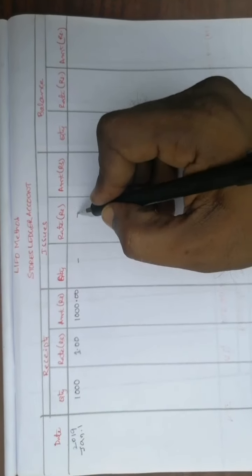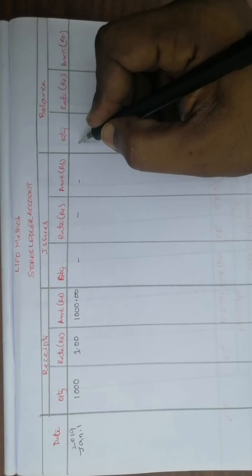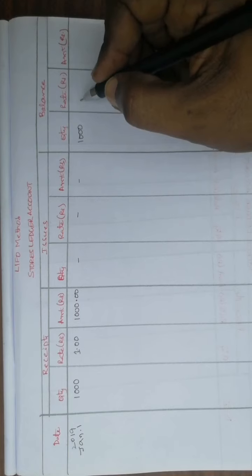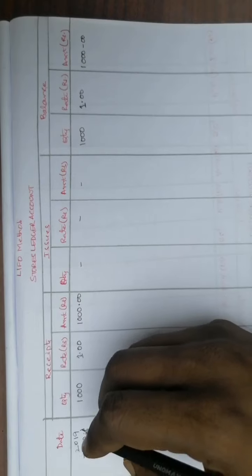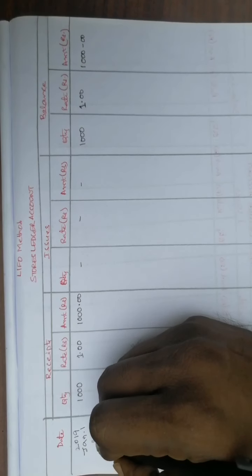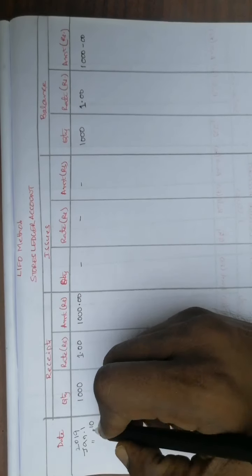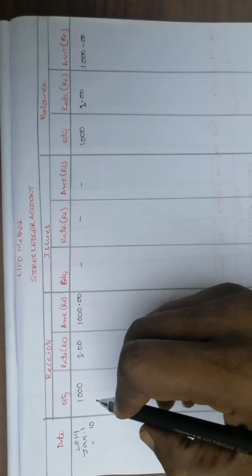Now on this day, no issues, only receipts, and the balance itself is the same: 1000, 1 rupee, and the amount is also 1000, as there is no paisa. There is a big gap between January 1st and the next transaction, which is on January 10th.